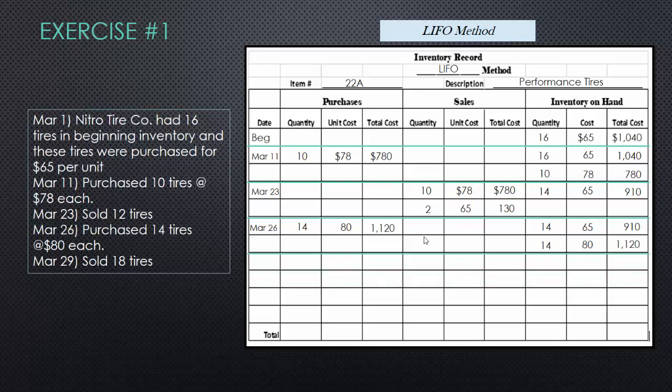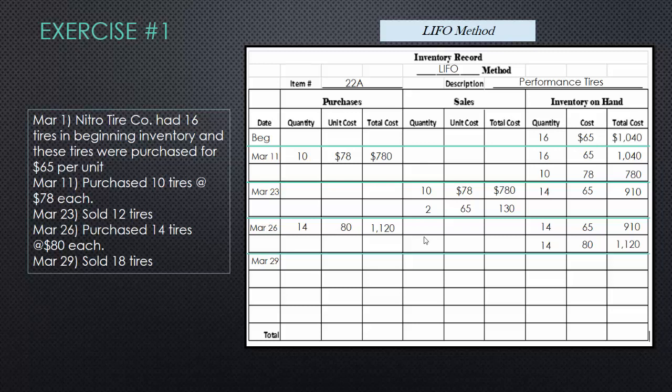Then on March 29th, we're going to sell 18 tires. Again, it's LIFO, so we assume we sell the last units we purchased first. Well, what is the newest inventory that we have? It's the tires that we bought on March 26th that cost us $80 a tire.